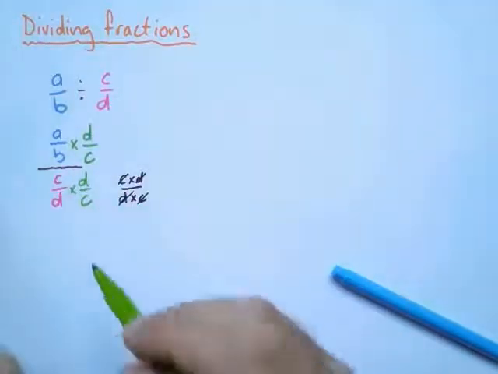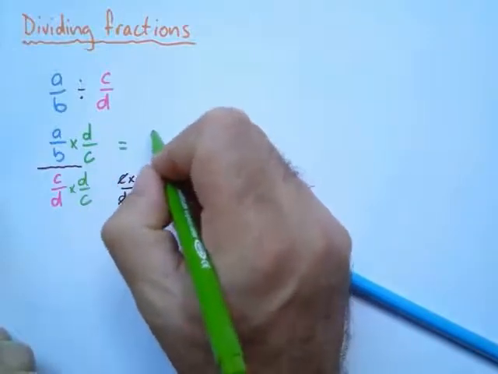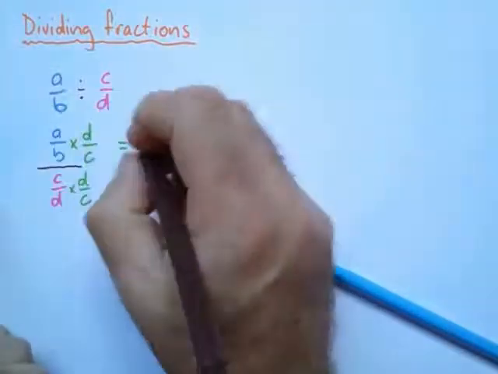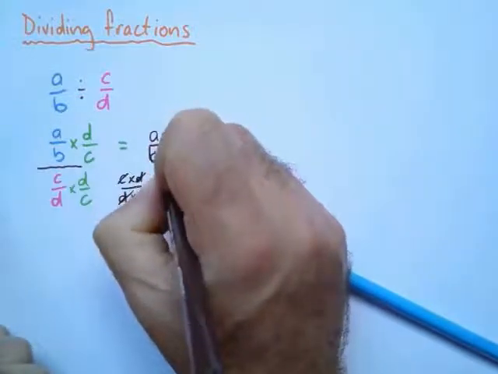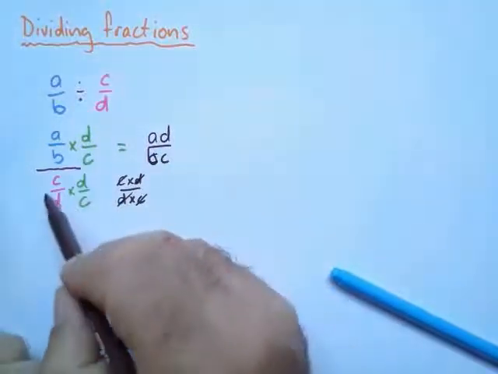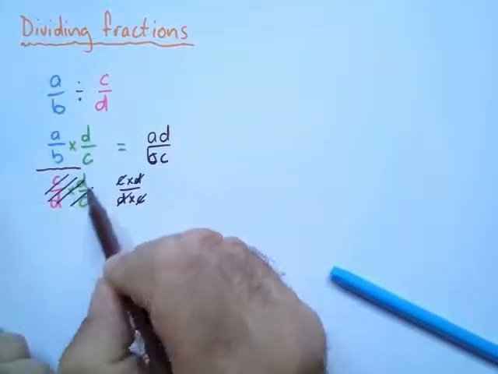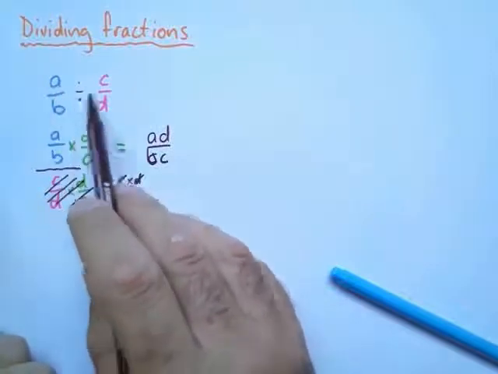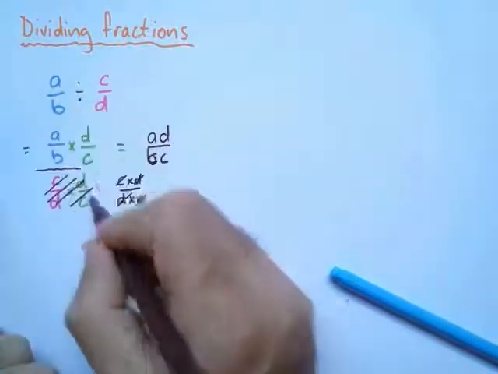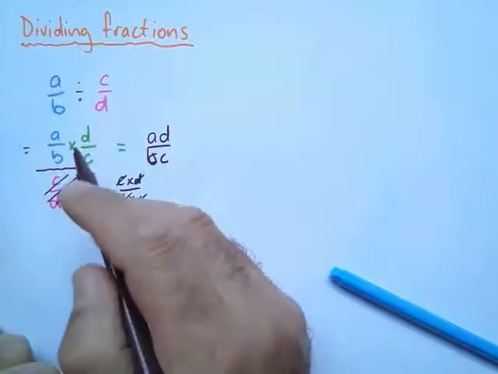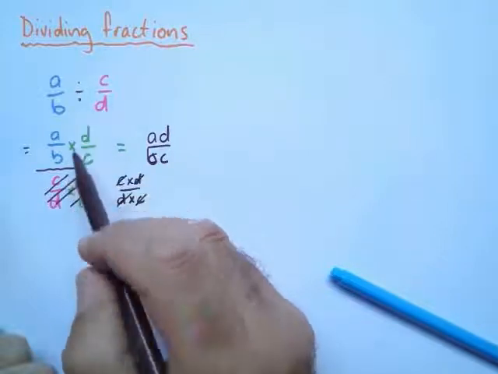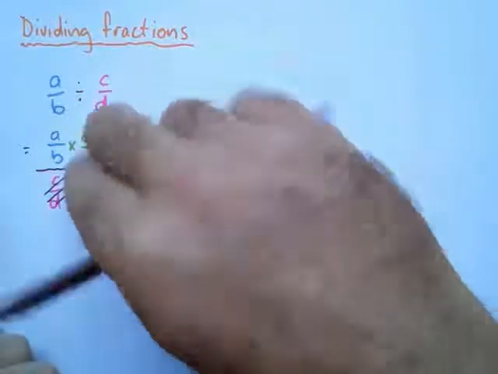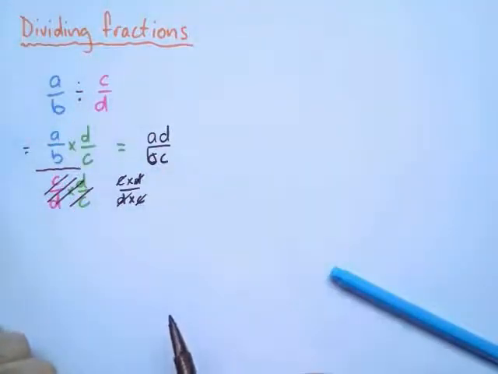Okay, and that will give me A times D is AD over B times C is BC. This becomes 1, so I might as well take that out. So when we have A over B divided by C over D, instead of doing this the whole time, all we can do is change the division sign into a multiplication sign, and we swap the numerator and denominator.